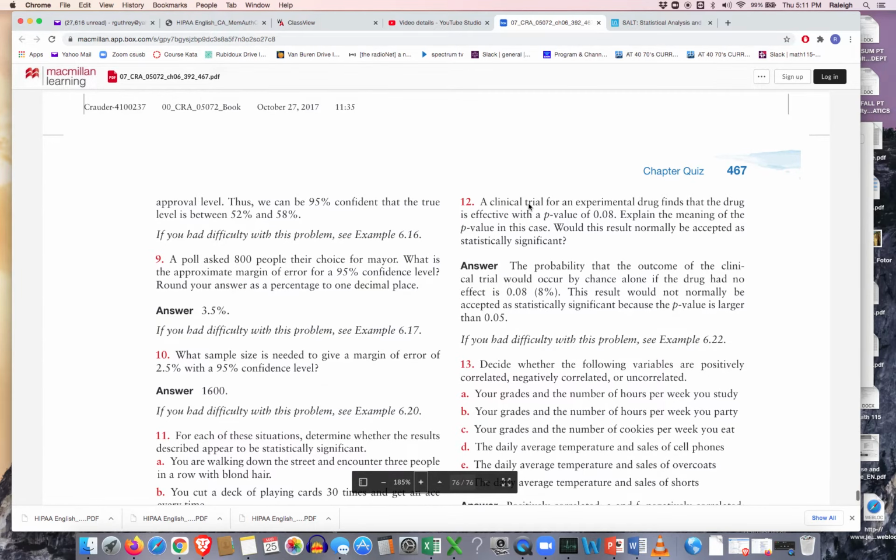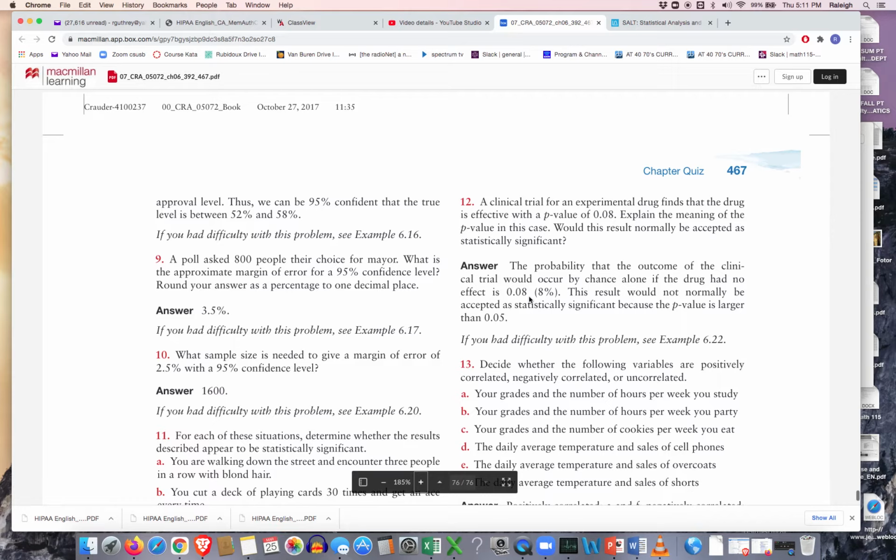Now here at number 12, a clinical trial for an experimental drug finds that the drug is effective with a p-value of 0.08. Explain the meaning of the p-value in this case, and would this result normally be accepted as statistically significant? So the answer is right in front of us. Maybe we'll just read it. The probability that the outcome of the clinical trial would occur by chance alone if this drug had no effect is 8%, 0.08. Now, this result would not normally be accepted as statistically significant because the p-value is larger than 5%.